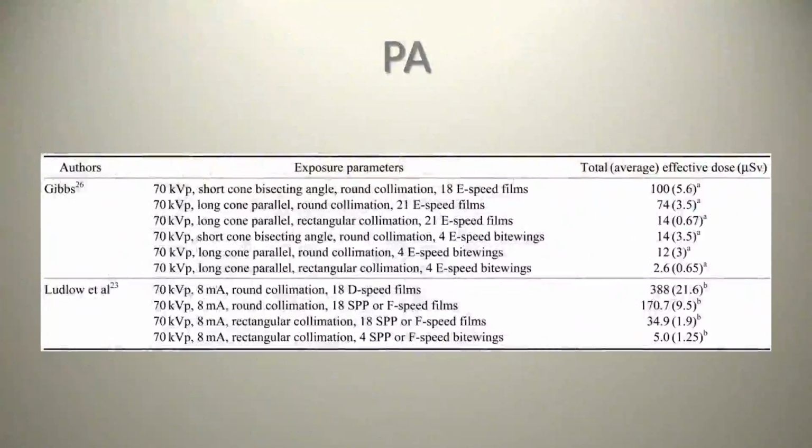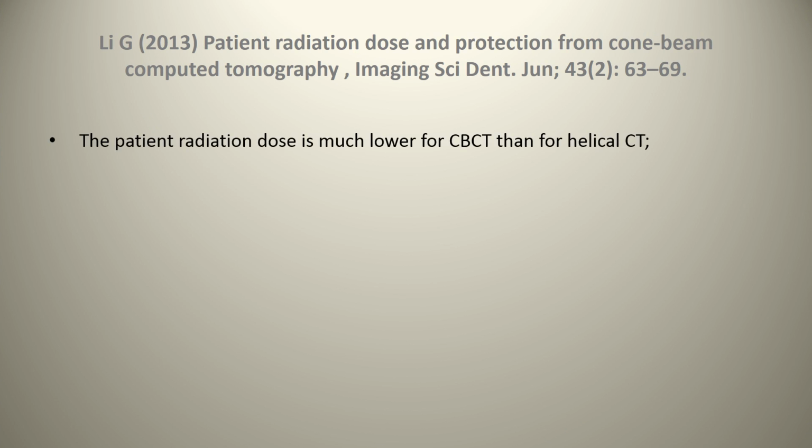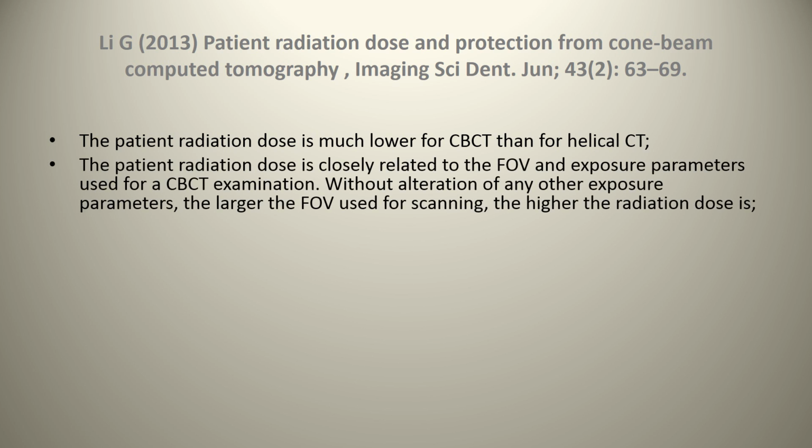So with that being said, there was a study in 2013 on patient radiation dose and protection from cone beam CT. And basically it stated that the patient radiation dose is much lower for cone beam CT than for helical CT. Well, we already knew that. And that the dose was closely related to the FOV and exposure parameters used for a CBCT examination. So without alteration of any other exposure parameters, the larger the FOV used for scanning, the higher the radiation dose. And this is kind of a given.